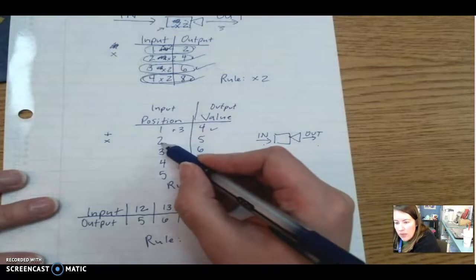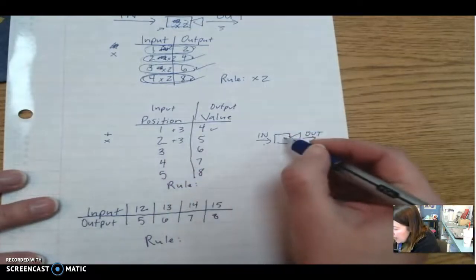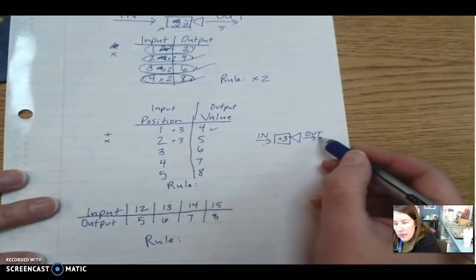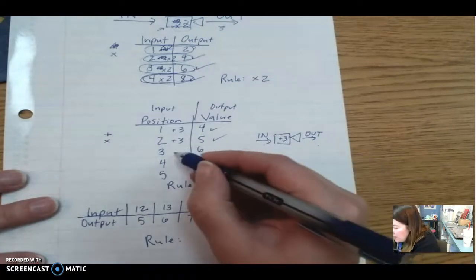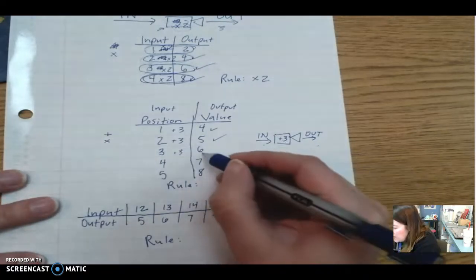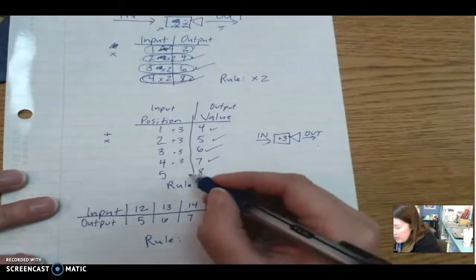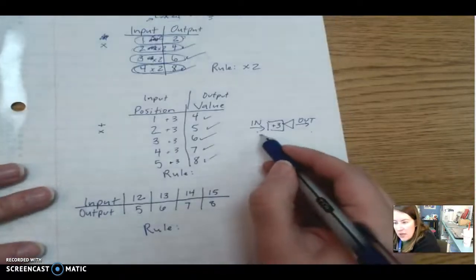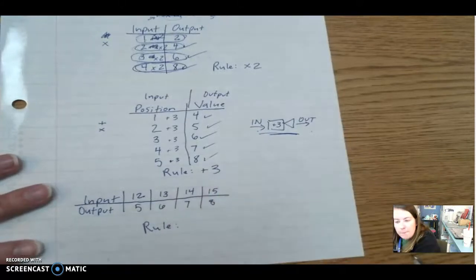All right, well, what about 2 plus 3? If I put a 2 into this box and the number machine adds 3, yeah, that would work. Out pops a 5. If I put a 3 into the number machine and it adds 3, out pops a 6. 4 plus 3 does give me 7. 5 plus 3 does give me 8. So that one, the rule that our number machine was doing each time is adding 3.